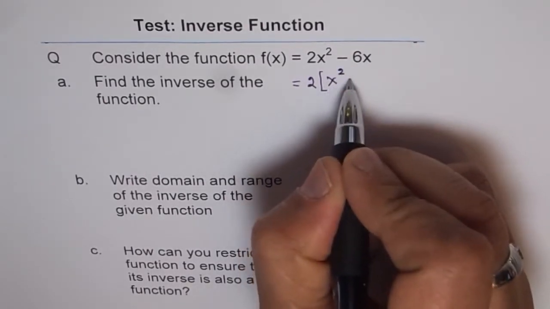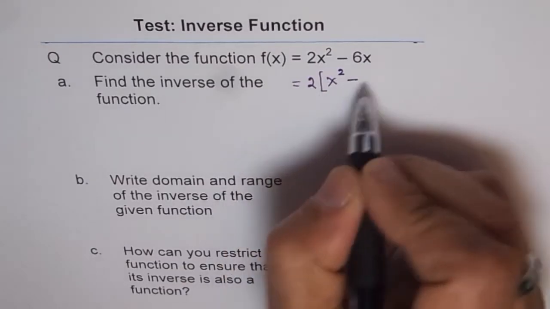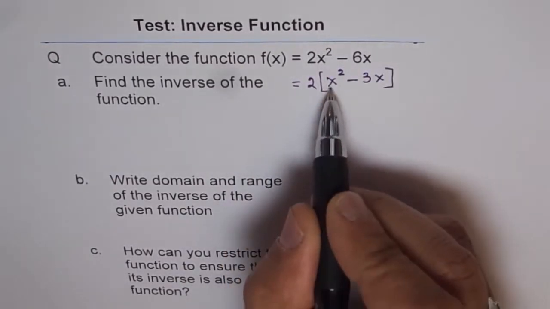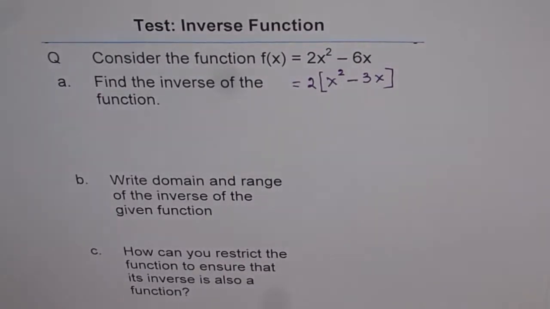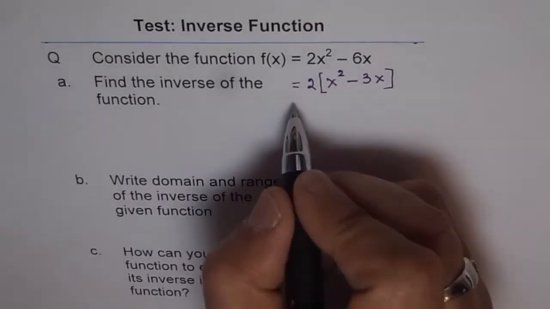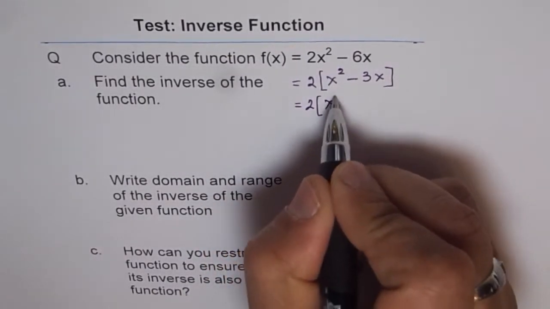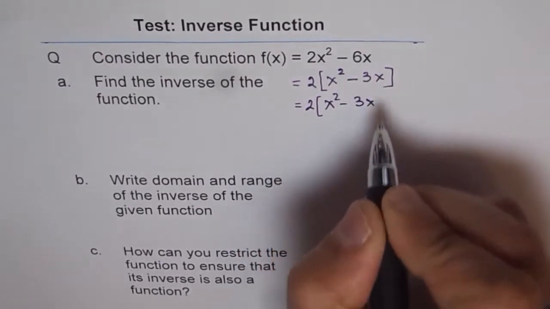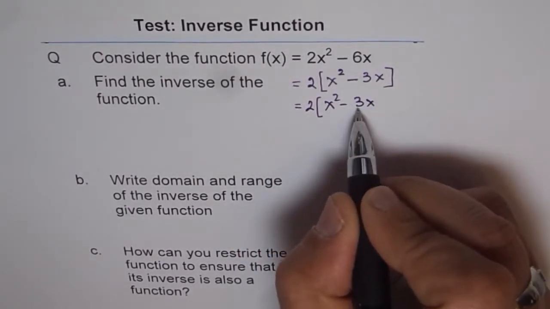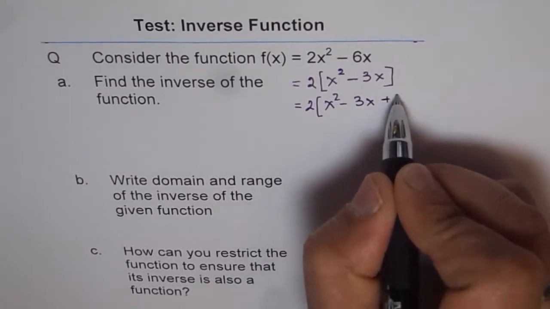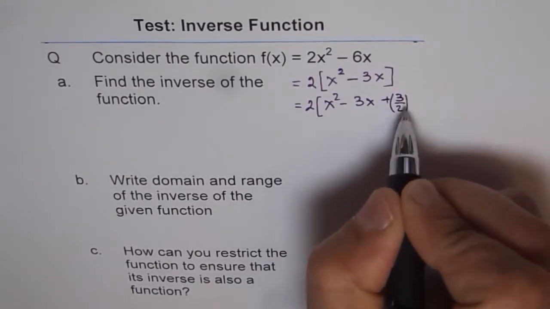So we get x squared minus 6 divided by 2 is 3, and we get 3x. We are not factoring x, right? We are factoring only the leading coefficient, which is the number 2. Now the next step is to find half of this number and add and subtract the square of that. So half of 3 is 3 by 2. So we will add and subtract 3 by 2 whole square.